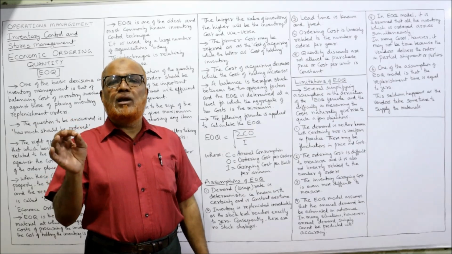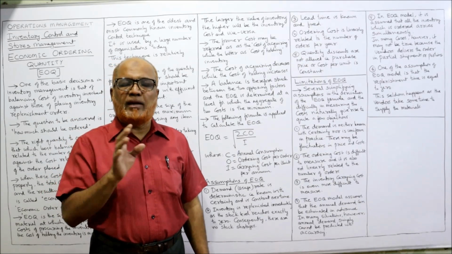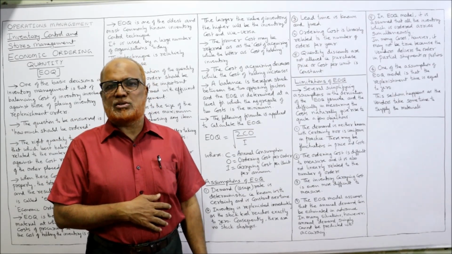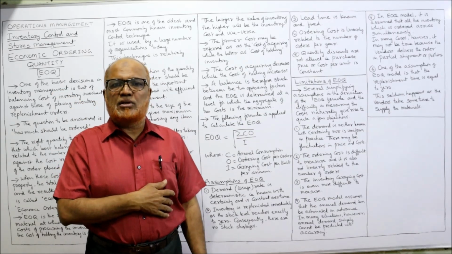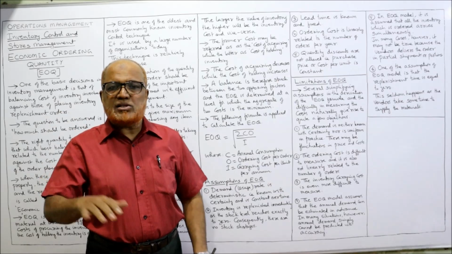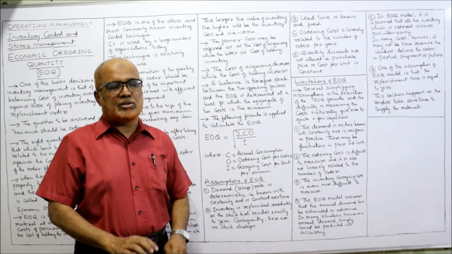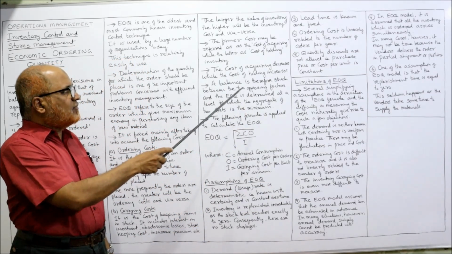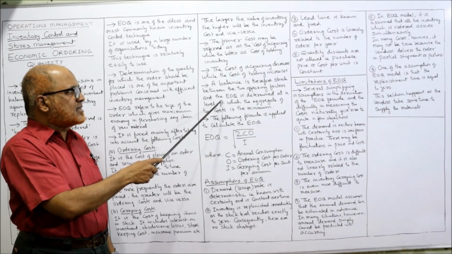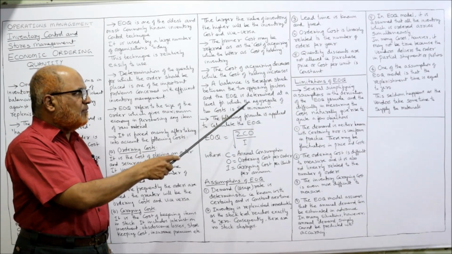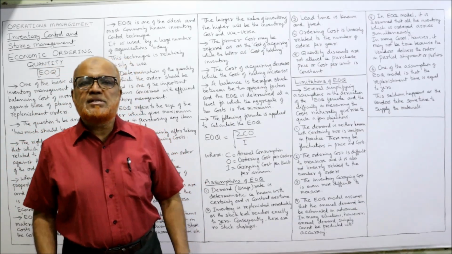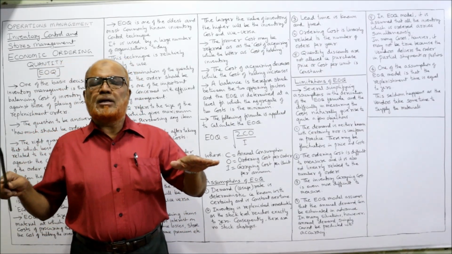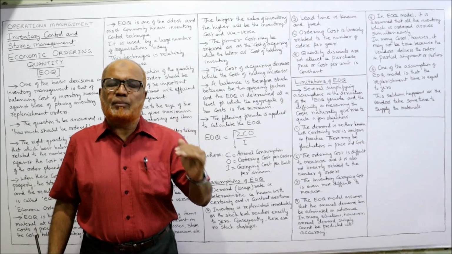That means there is an inverse relationship between ordering cost and carrying cost. If you have more ordering cost, you will have less carrying cost. If you have less ordering cost, you will have more carrying cost. A balance is therefore struck between the two opposing factors, and the EOQ is determined at a level at which the aggregate of the two costs is minimum. So ultimately the business has to make a balance. That means both the costs should be at their minimum.